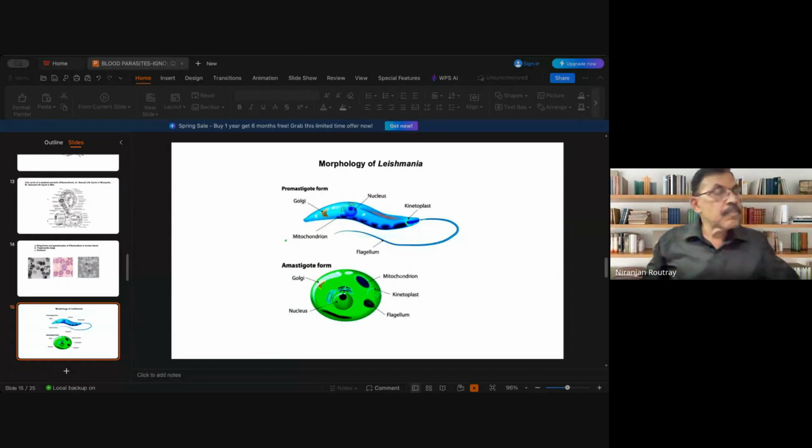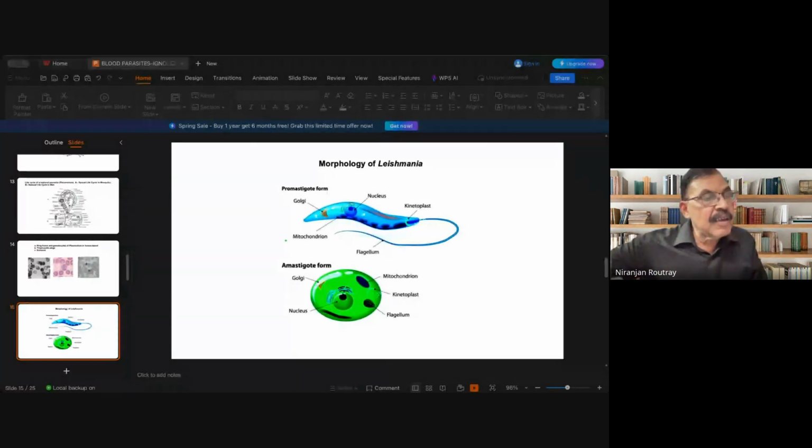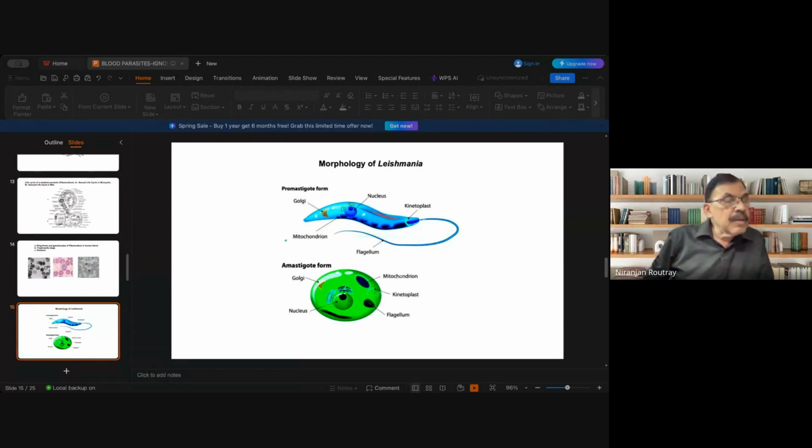It is a digenetic flagellate. This plasmodium is not a flagellate parasite. It is a digenetic flagellate parasite. That means it completes its life cycle in two hosts. And these two hosts, one of them is simply the human being, and the other is the sandfly. Okay, sandfly. So three types of this leishmaniasis are found. Three types are found.